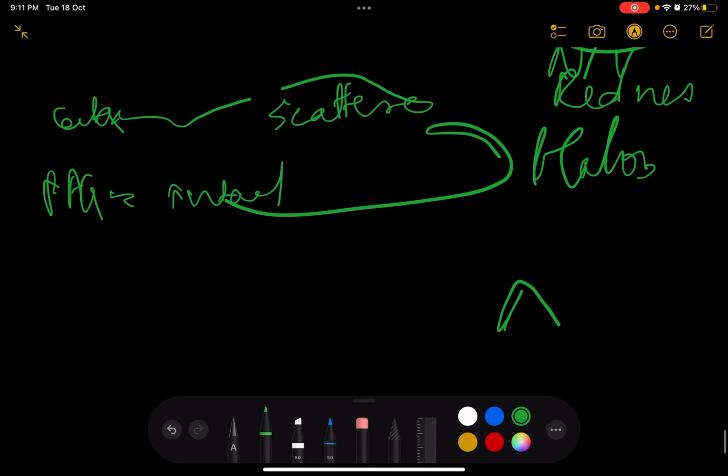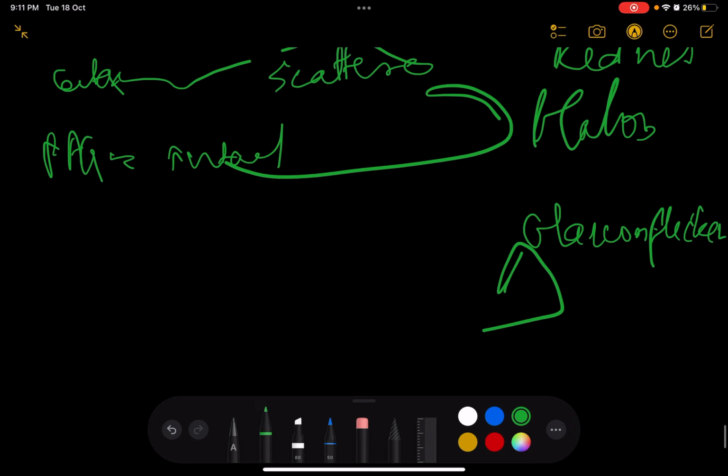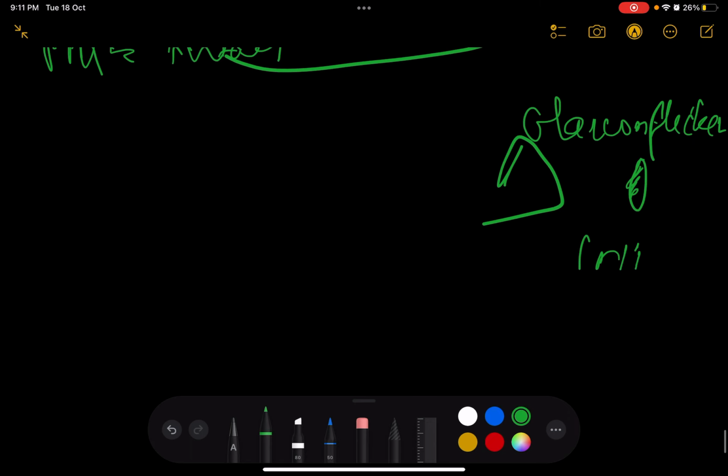Also check for the Vogt's triad. Vogt's triad is glaukomflecken, that is a cataract because of glaucoma, an anterior subcapsular cataract that we'll see in the cataract video. I'm going to make a cataract video too shortly. So there's going to be anterior subcapsular cataract. There's also going to be iris atrophy. Why? Because there's so much iris bombing. Also there's going to be a lot of pigment dispersion on the corneal endothelium.